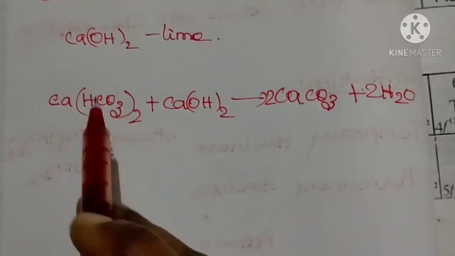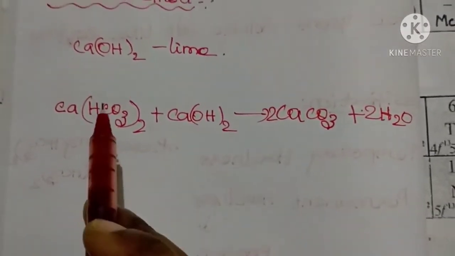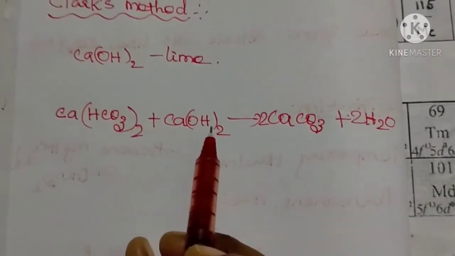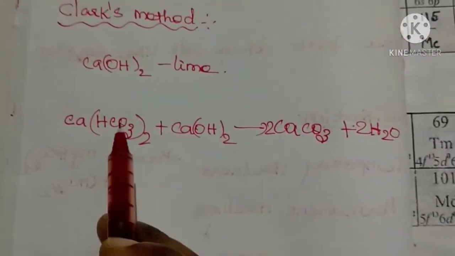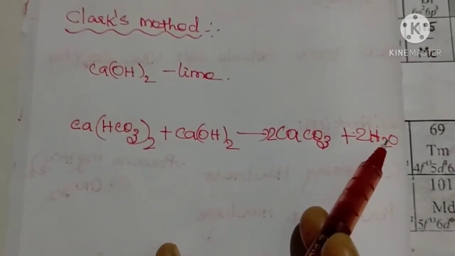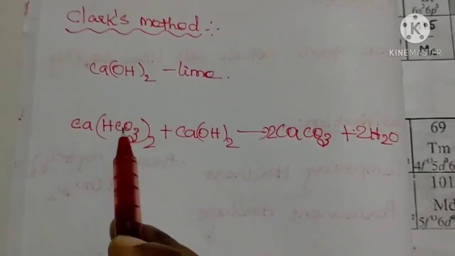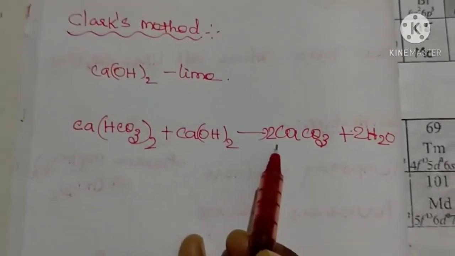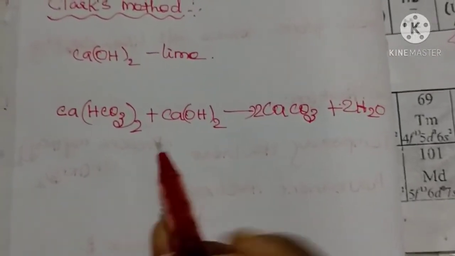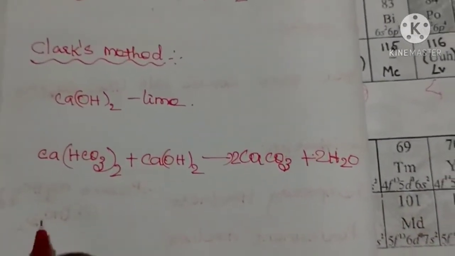Here you see 2 molecules of carbonate are present in calcium carbonate. This calcium is combined with the 2 molecules of carbonate and it separates out as calcium carbonate. The remaining hydrogen and OH twice, totally 4 hydrogen and 2 oxygen, combine here as water molecules. So 2 molecules of calcium are combined with the 2 molecules of carbonate. It forms calcium carbonate, 2 molecules.